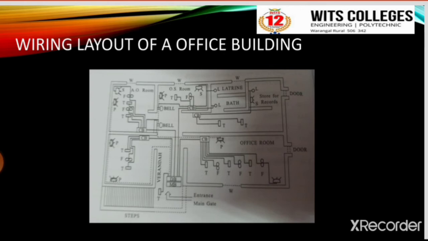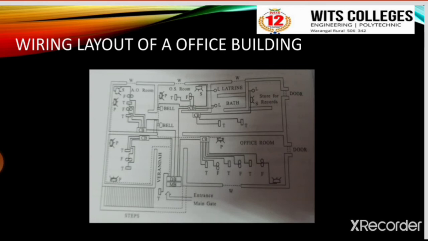From the meter board the power is transmitted to the distribution board, and from the distribution board we take three cables. One cable is given to the office room, another cable is given to the office superintendent room, and the next cable is given to the administrative office.